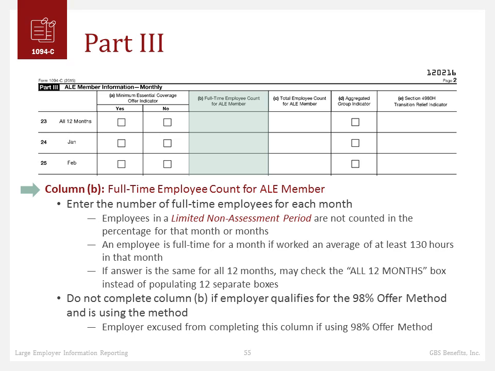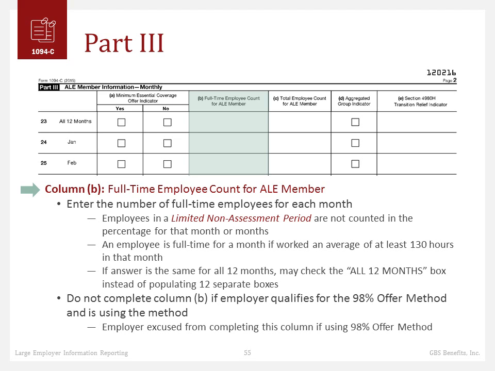install in this box. When you are making this count, you do not have to include those who are in the limited non-assessment period. Remember, 2 slides back, if you have somebody in that count that fits into one of those limited non-assessment periods. Again, it's a period of time where you didn't offer coverage, but you're not assessed or exposed to penalties because you have a specific rule that you're complying with that gives you an excuse not to. So, you don't count those. An employee that is full-time for a month, if worked an average of at least 130 hours in that month.